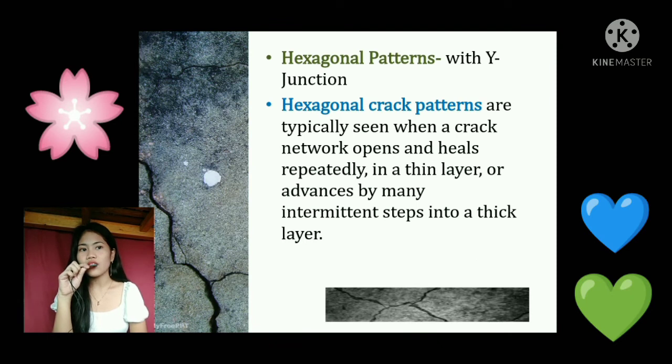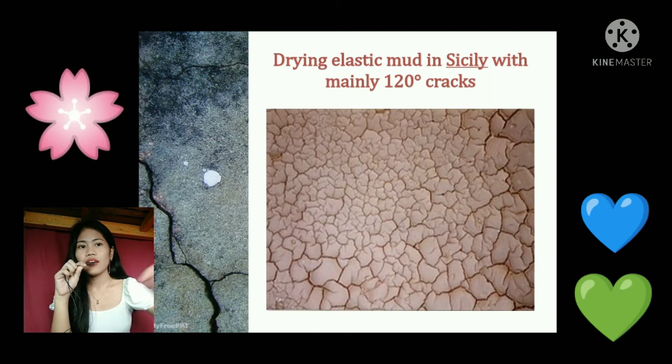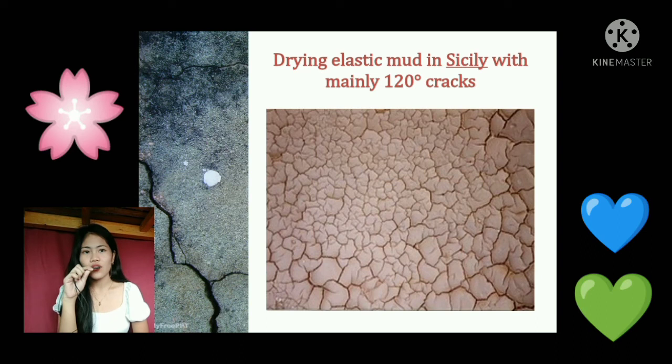Hexagonal patterns have Y-junctions. Hexagonal crack patterns are typically seen when a crack network opens and heals repeatedly in a thin layer, or advances by many intermittent steps into a thick layer. This is an example of an elastic and hexagonal pattern: drying elastic mud in Sicily with mainly 120 degree joints. Meaning, rectilinear patterns are basically like inelastic material, while hexagonal patterns are basically like elastic material.